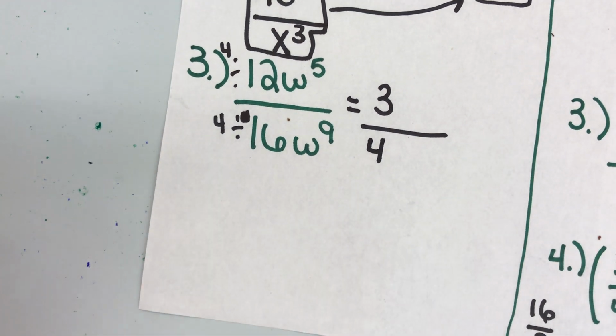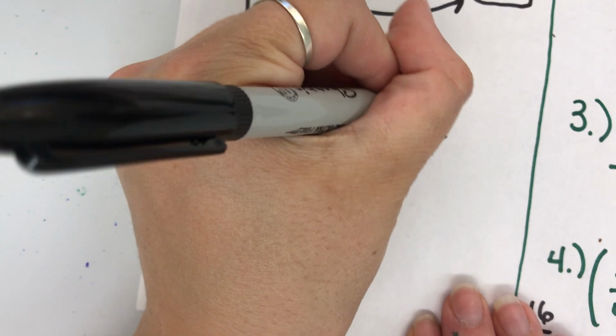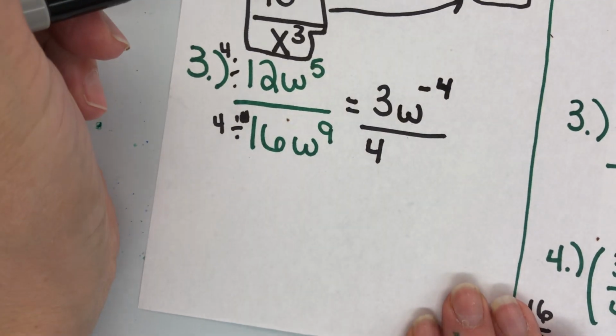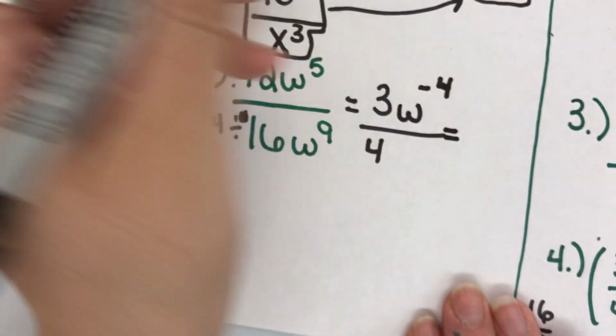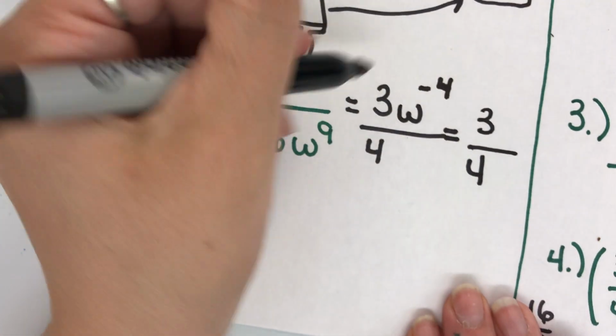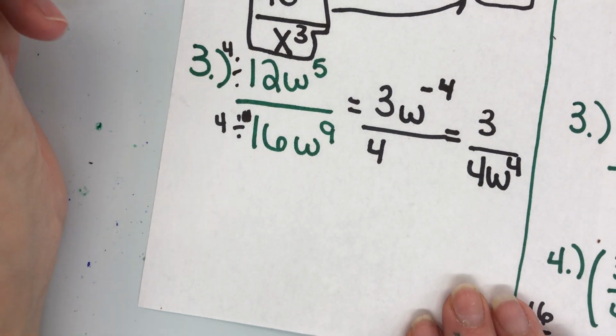Now, if I use the rule of subtraction, w to the 5th and w to the 9th, I know that 5 minus 9 is negative 4. But again, you cannot have a negative exponent. So I would leave the 3 and the 4 where they are, and I would move the w to the denominator, just like that.